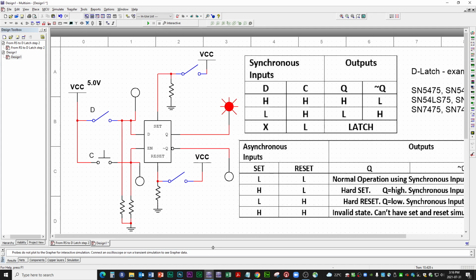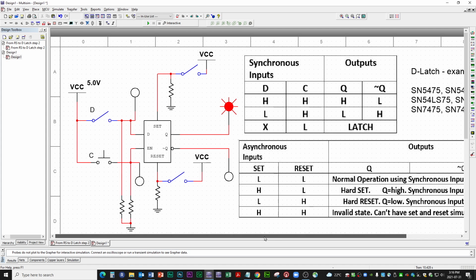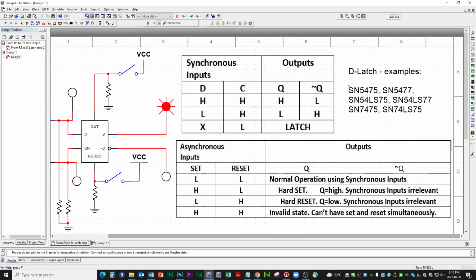Okay, so here we have a packaged deal. What I mean by that is that we have pretty much ready-made D-Latches, okay? And they do exist in this format. I just put some D-Latch examples here, in a CMOS or TTL family. So 5475 would be CMOS, and 74 would be the TTL family, okay?